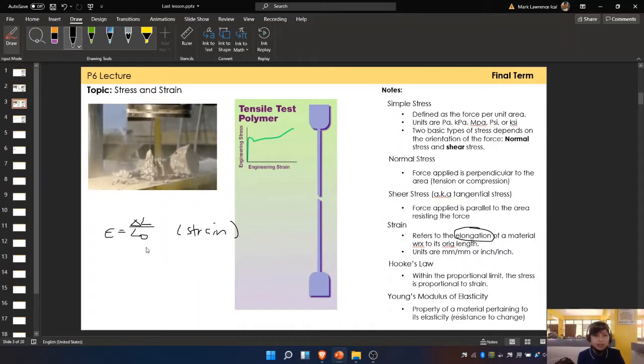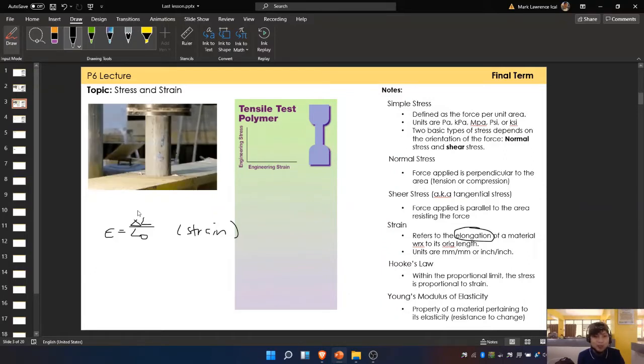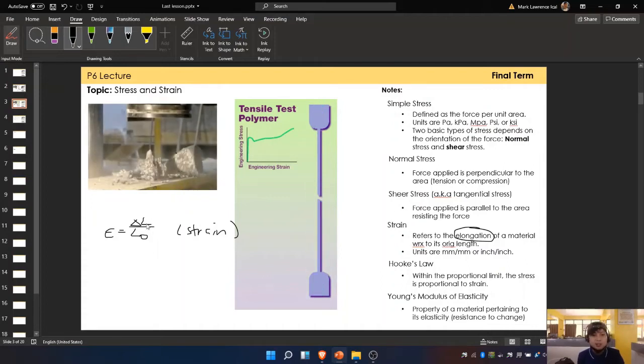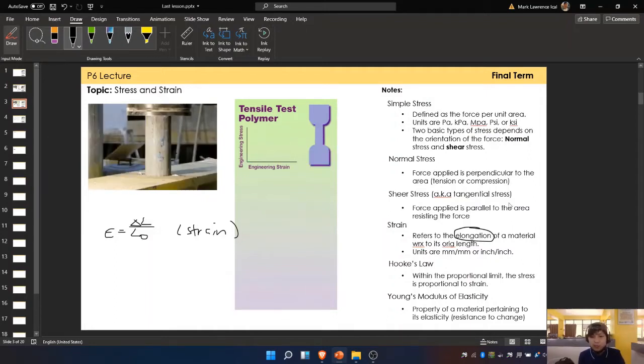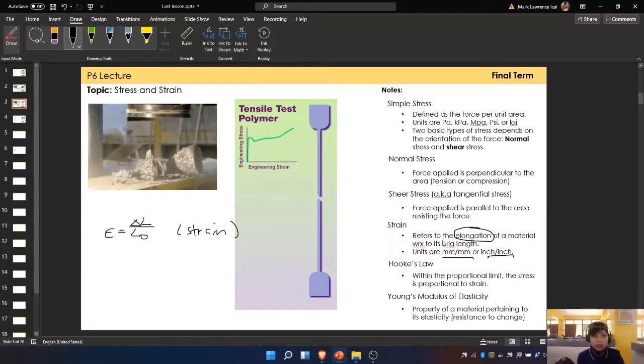Sir Ikal, ano pong unit ng strain? So, actually, walang unit yung strain. Kasi papansin niyo naman, di ba? Ang nangyari is, meter divided by meter. So, cancel out. So, strain is dimensionless. Pero may sabi dito meter per meter or inch per inch. Pero weird lang kasi millimeter cancel out naman yan. So, technically, parang wala siyang unit. So, kaya malilito.